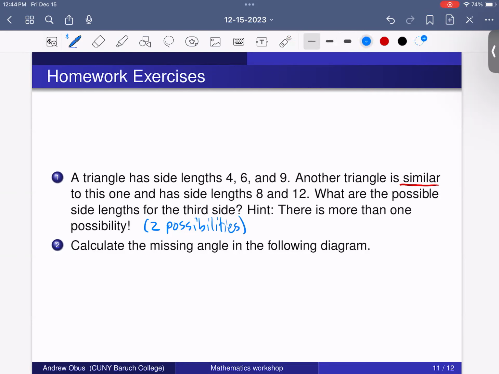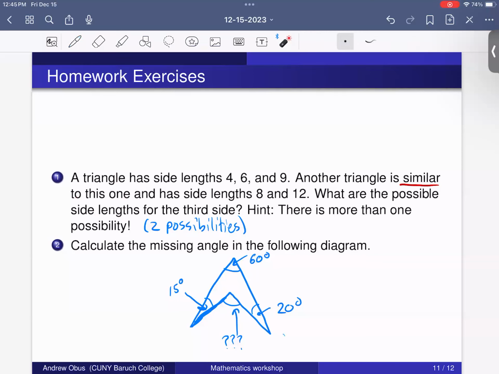And then the second question is to calculate the missing angle in the following diagram. So I'm going to draw the following weird-looking quadrilateral, looking like this. And I'm going to have these angles here. This angle is going to be 20 degrees. This angle is going to be 60 degrees. This angle is going to be 15 degrees. And so then the question is, what is this angle that I've drawn over there? So you're going to calculate the missing angle over here.